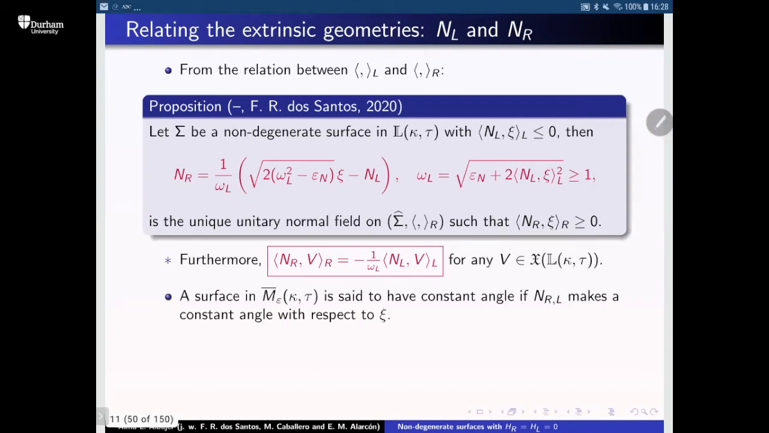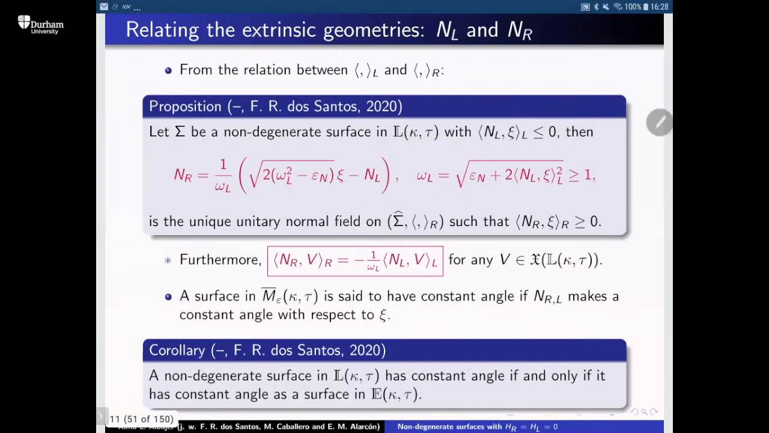And when we saw this equality, we thought about the concept of a constant angle. A surface is said to have constant angle if the normal makes a constant angle with respect to some distinguished direction, in this case with respect to the Killing vector field. And so from that expression, we could prove that a non-degenerate surface in L kappa tau has constant angle if and only if it has constant angle as a surface in E kappa tau. Well, this is a first result.